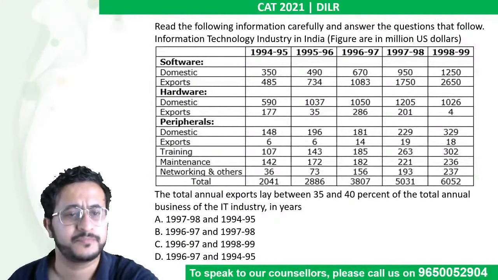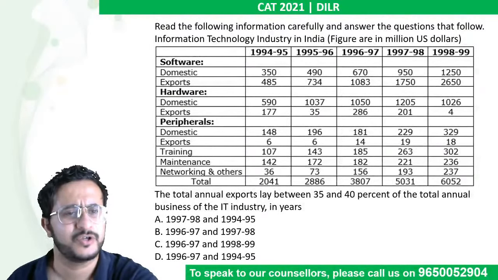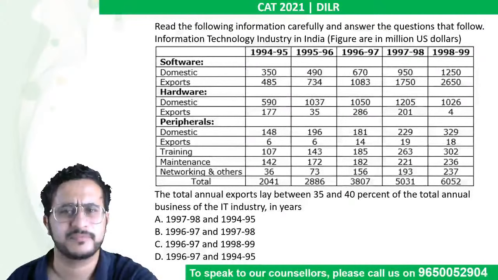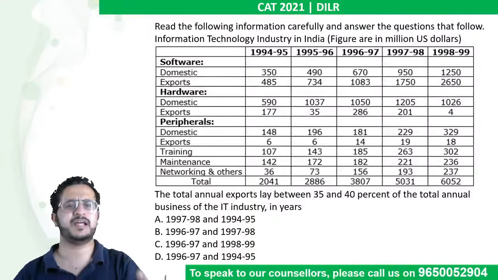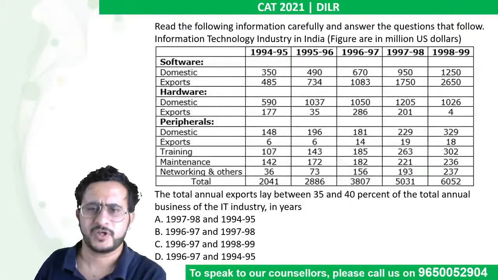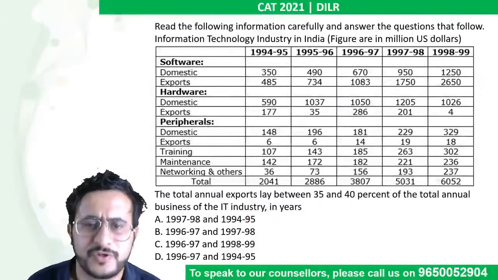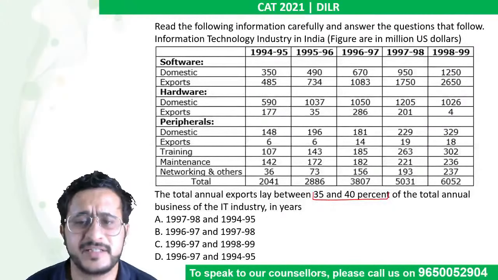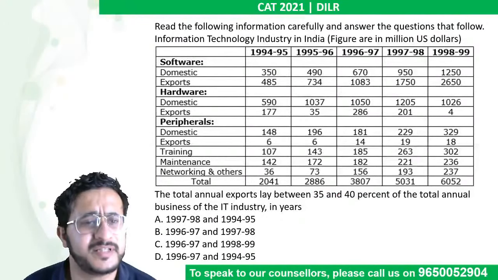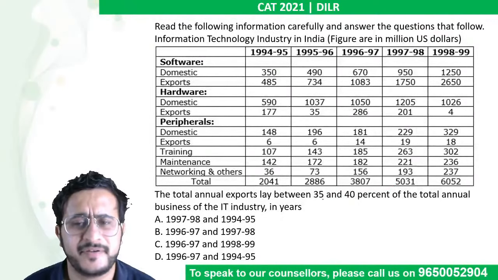Now what will people do? They will either skip these questions, or if they calculate, they will calculate for every year. So let us see one thing. What they've asked is, the total annual exports lay between 35 and 40%. So you do not have to worry whether it is 35.4%, 37%, 38%. You have to tell a rough estimate.